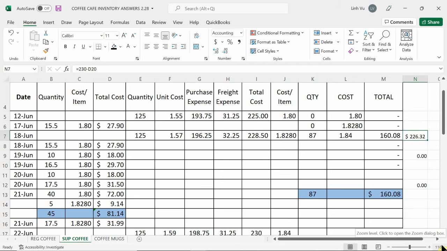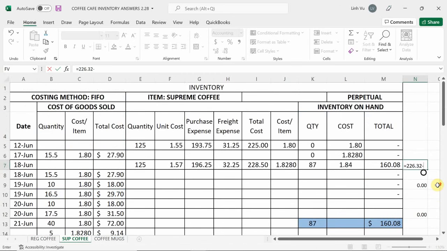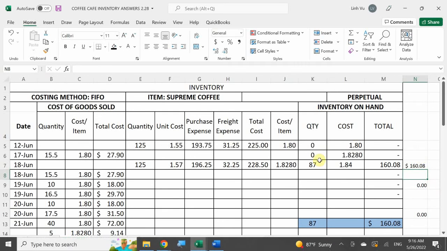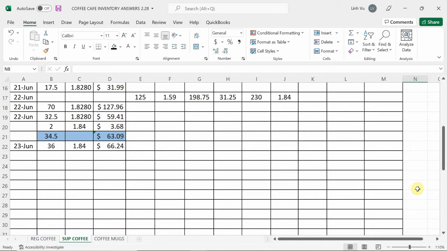So I started out with 226.32 minus 66.24. Okay, should give me 168.08. Yeah, good. Okay. All right, so there you go. You should have 160.08 left in your inventory.